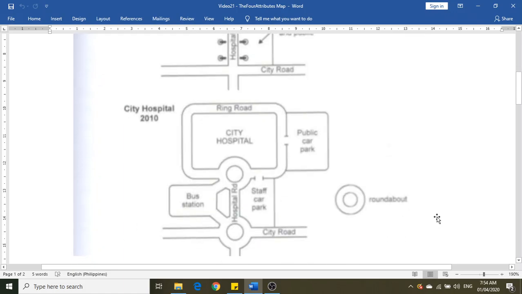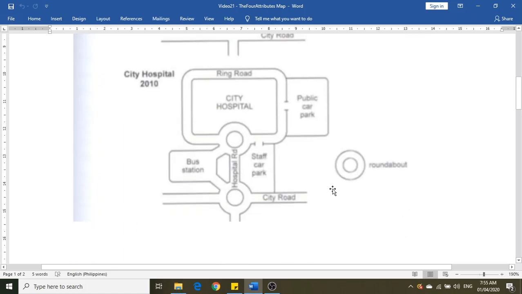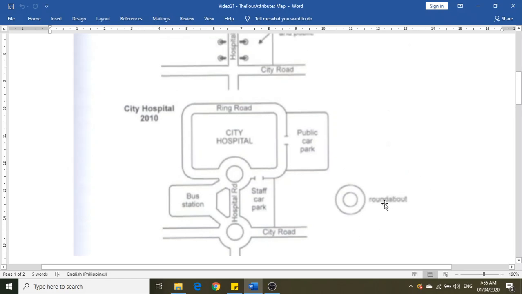Okay, so let's now move into 2010. So let's now begin from a certain point. By the way, let's look at the nominals again. So we can see roundabout over here. So that's another common noun. So it's not capitalized. It's not a name of a road. It's a description of a road, a roundabout.